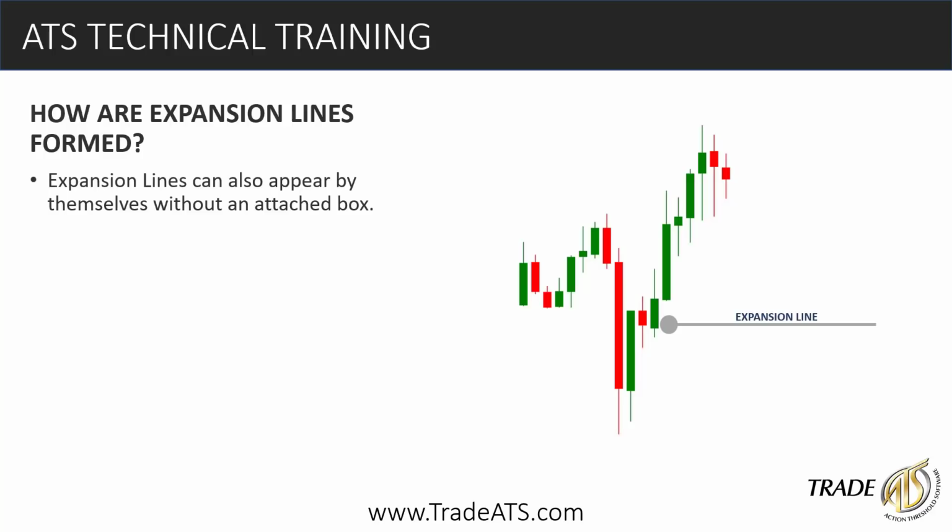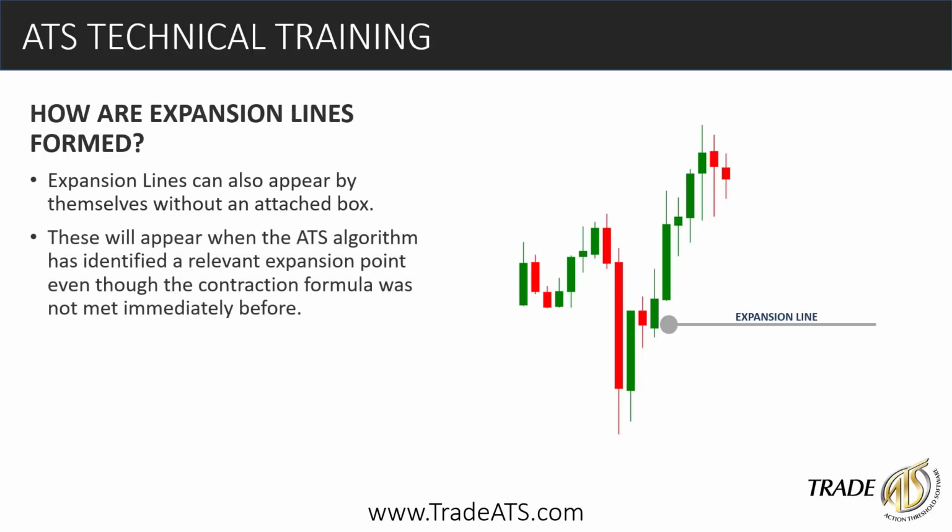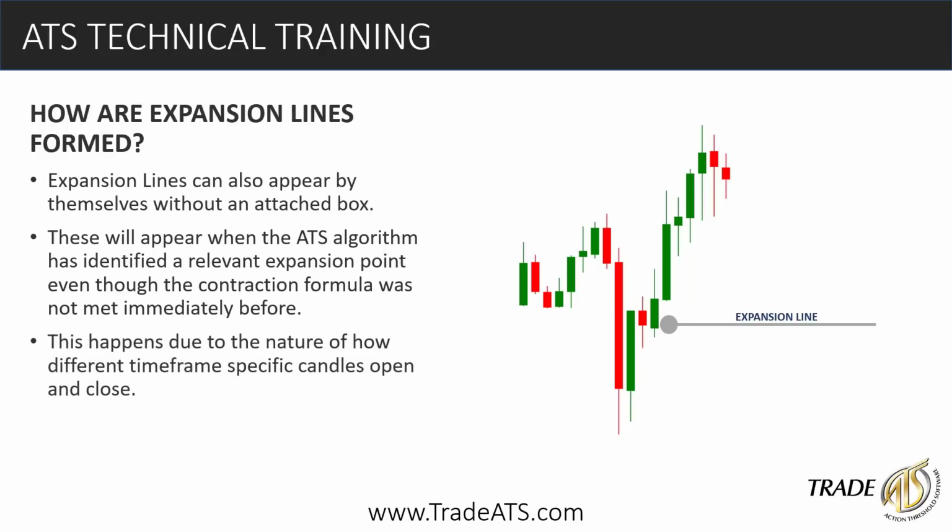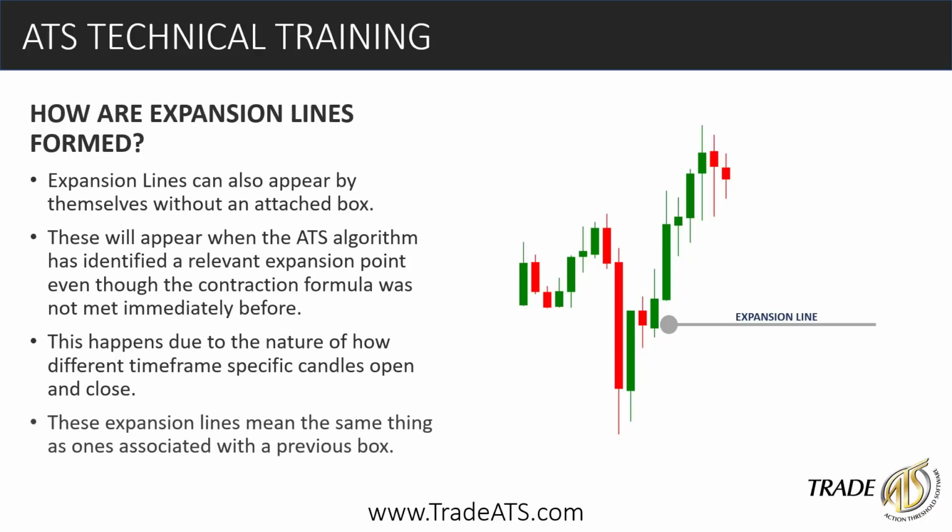Expansion lines can also appear by themselves without an attached box. These will appear when the ATS algorithm has identified a relevant expansion point, even though the contraction formula was not met immediately before. This happens due to the nature of how different time frame specific candles open and close. These expansion lines mean the same thing as ones associated with a previous box. This is the sophistication of the ATS algorithm. They don't have the box before them, but they are a relevant expansion point. So you want to use them just as you would use a line that's coming out of a box. It means the same thing, so take it as very relevant information.